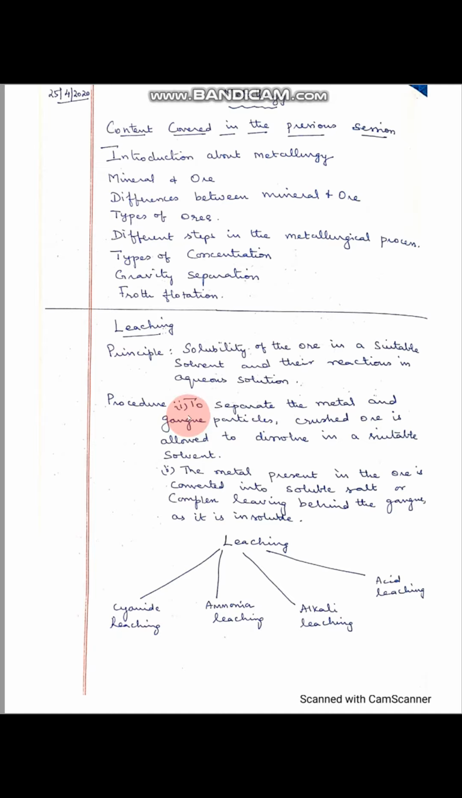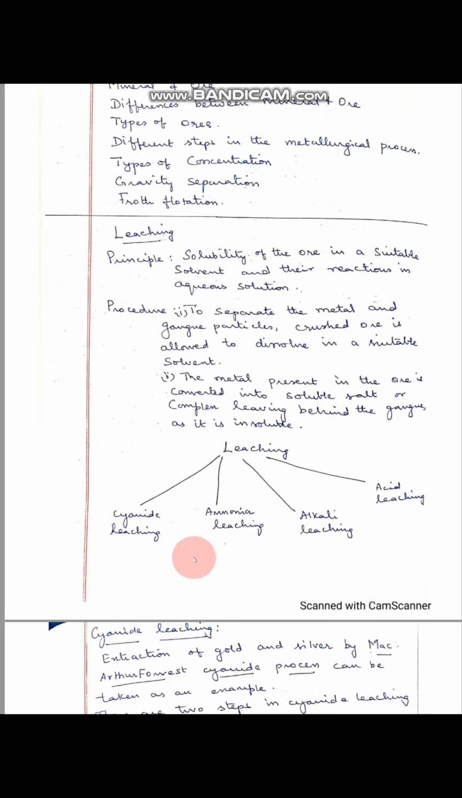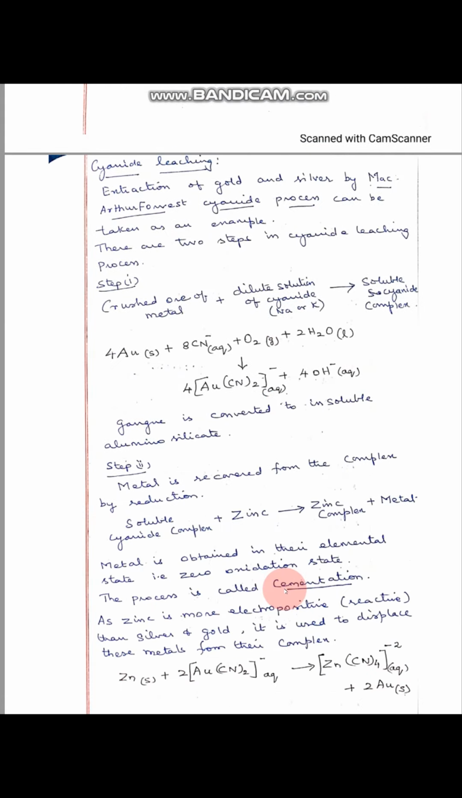This is done by using one solvent, and that solvent will decide the type of leaching. Based on the type of solvent, the leaching process can be classified as cyanide leaching, ammonia leaching, alkali leaching and acid leaching. Now we are going to see in detail about cyanide leaching. What is cyanide leaching? From the heading, you can identify that the cyanide used here is the solvent.